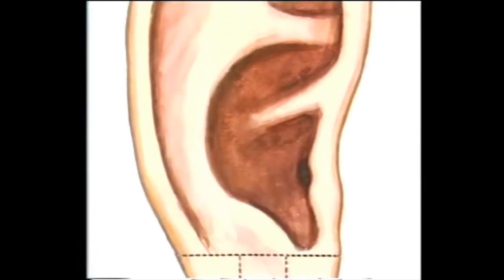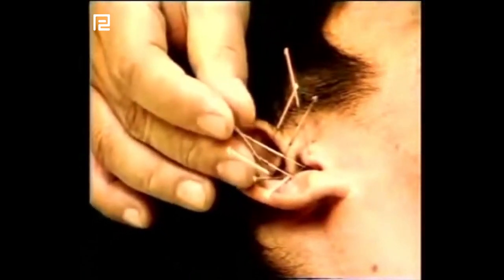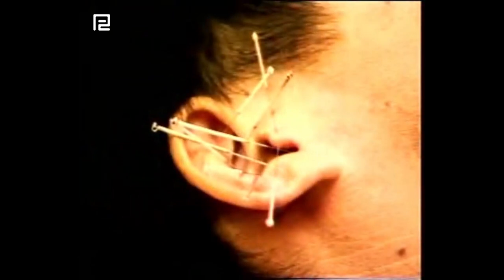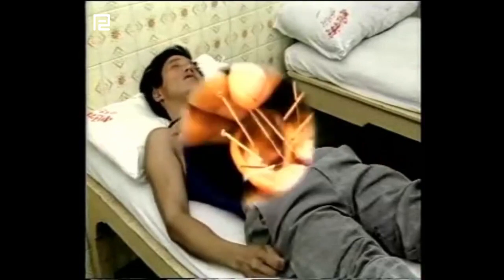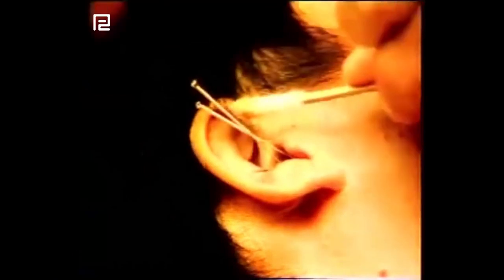First of all, use filiform needles to puncture with strong stimulation. Retain needles for 1 to 2 hours. When the patient feels discomfort or restless, twist, lift and thrust the needles. When the patient is calmed down, use seeds.